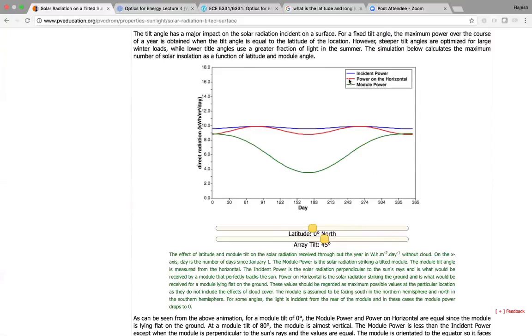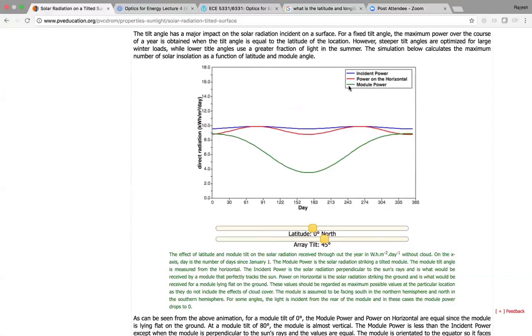If you don't track the sun and you simply put the panel on the surface of the Earth, so it's horizontal, that's the red curve. This is the power on the horizontal. Remember this is averaged over the day, so the daily motion is already averaged. Here you see it goes down, right? Because when the sun is at a steeper angle, you lose some energy.